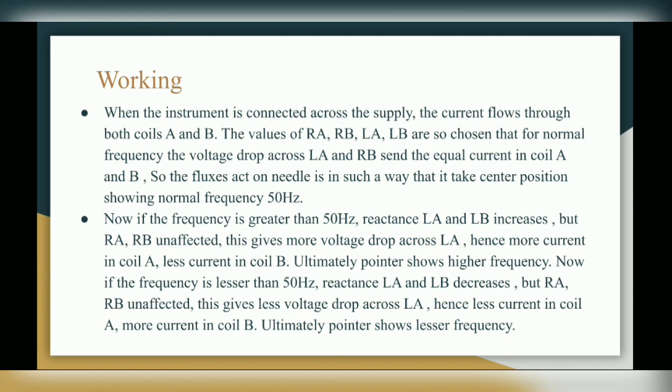Now if the frequency is lesser than 50 Hz, reactance LA and LB decreases, but RA and RB are unaffected. This gives less voltage drop across LA, hence less current in coil A, more current in coil B. Ultimately, pointer shows lesser frequency. So in this way you can measure frequency by using this Wheatstone type frequency meter.